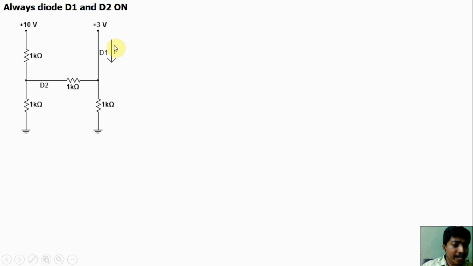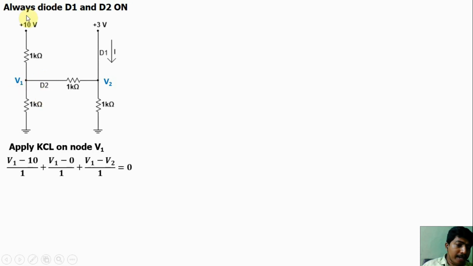Now the objective is to find the current flowing through D1. It is very easy now, because the circuit becomes a basic electric circuit. Let us take node voltages V1 and V2 and find their values. Apply Kirchhoff's current law on node 1. Assume all the current flows outward from the node. So (V1 minus 10) by 1 kilo ohm plus (V1 minus 0) by 1 plus (V1 minus V2) by 1 is equal to 0. The sum of outgoing current is equal to incoming current, and here the incoming current is 0. Simplify this equation, and let us take this as equation number 2.